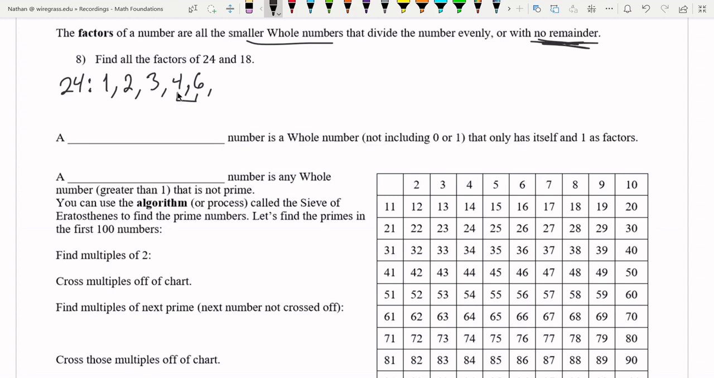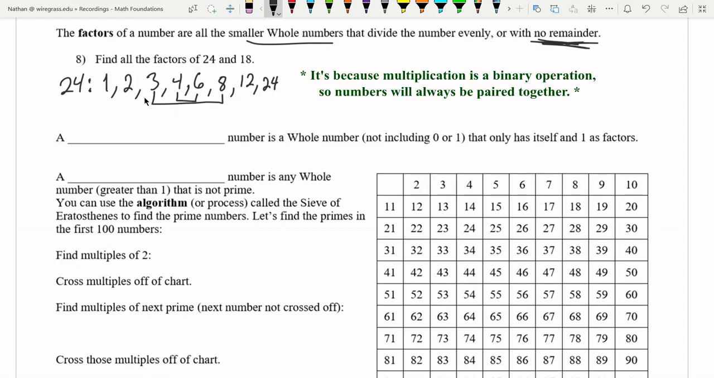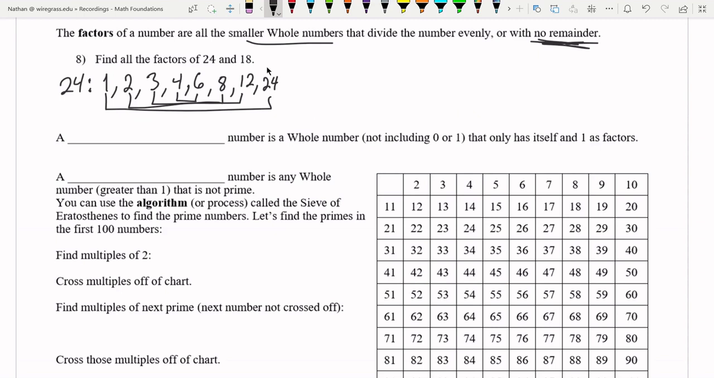That means after this, 3 times 8 is 24, 2 times 12 is 24, and 1 times 24 is 24. So once you find this number where you have the pair, then you can just find the rest of the pairs, because they're always going to come in pairs. That's how factors work.